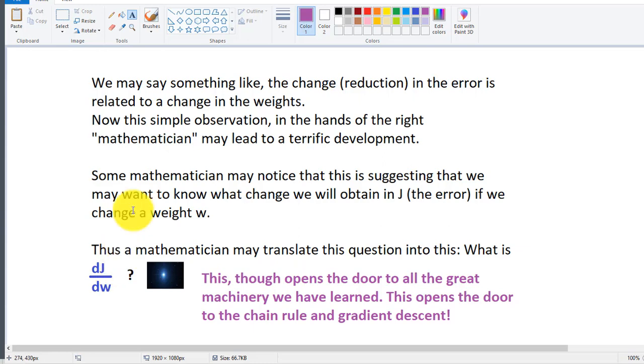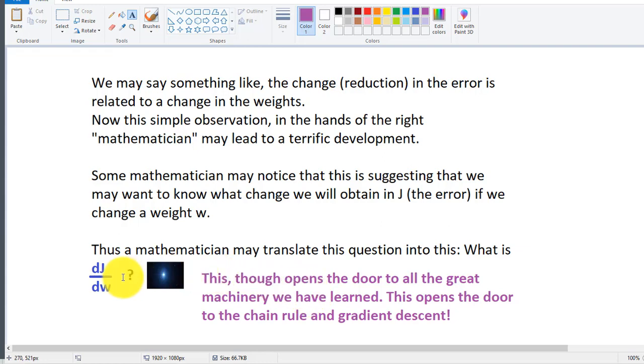So going from the problem of just saying, I want to reduce the error, how can I reduce the error, and saying, well, it depends on W, but then going to this, opens the door to all the great machinery that we've learned, and that is, it opens the door to the chain rule and to gradient descent.